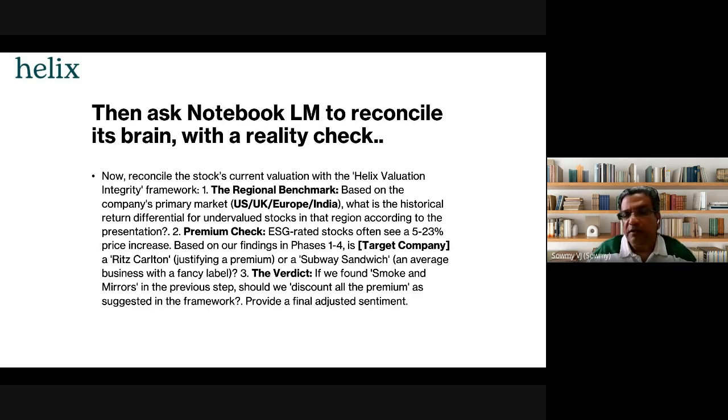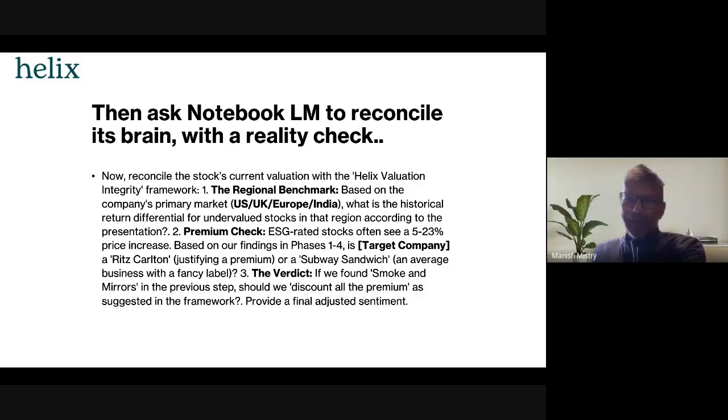So maybe it's not a Ritz-Carlton experience. Maybe it might be, let's say, DoubleTree. How many of you have stayed at DoubleTree? You have? Okay. So what's the one distinct thing that DoubleTree does, which you won't see anywhere else? I'm not sure. I don't remember.